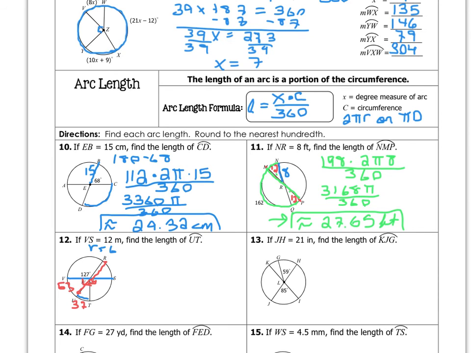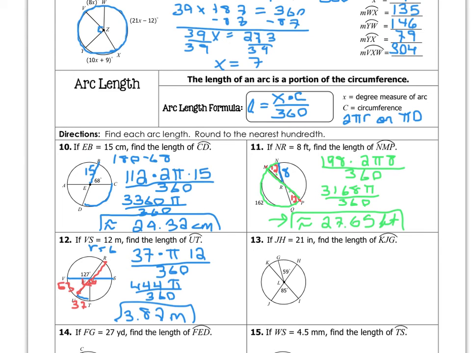Okay, so UT. So I'm going to go 37, which is my arc measure, times pi 12 over 360. Okay, so if I multiply 37 times 12, I get 444 pi all over 360. And then the final answer would be 3.87 meters. All right, let's go to the next one.